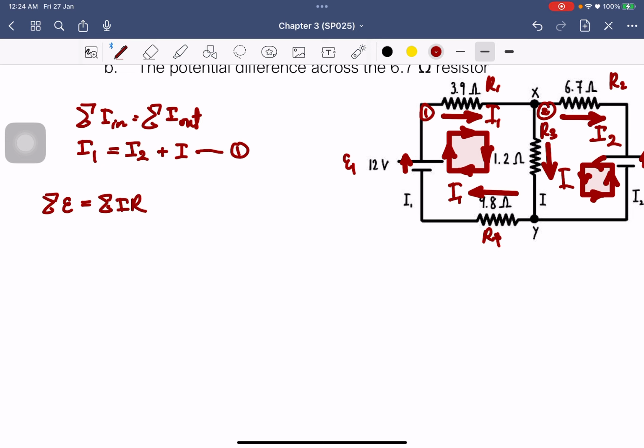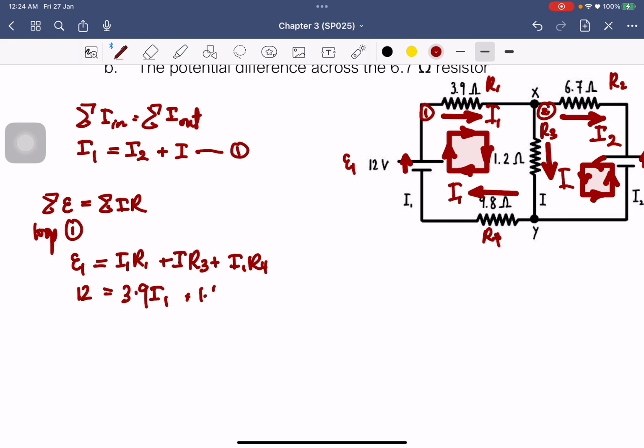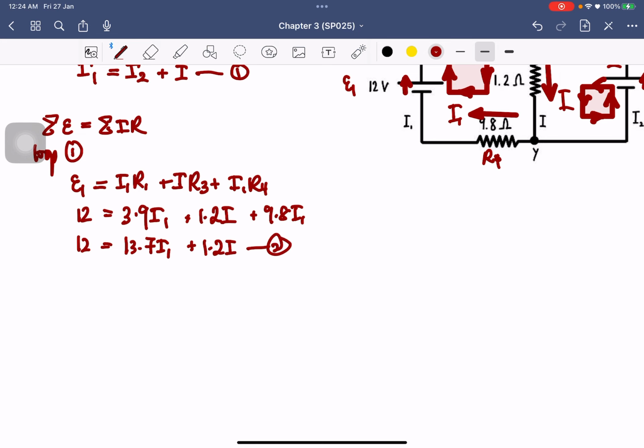So this is for loop number 1. It's going to be EMF 1 equal to I1 R1 plus I R3 plus I1 R4. Okay, so if we substitute the value, it's going to be 12 equals 3.9 I1 plus 1.2 I plus 9.8 I1. Simplify it, you will get 13.7 I1 plus 1.2 I. So this is your second equation.